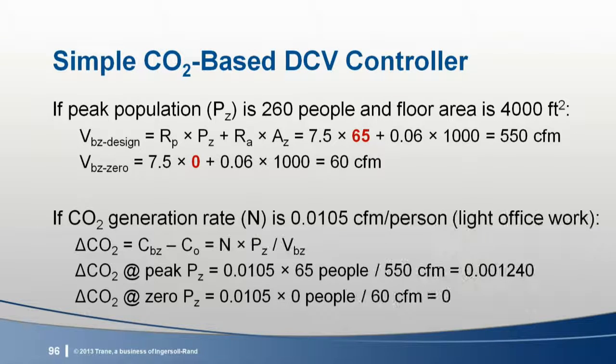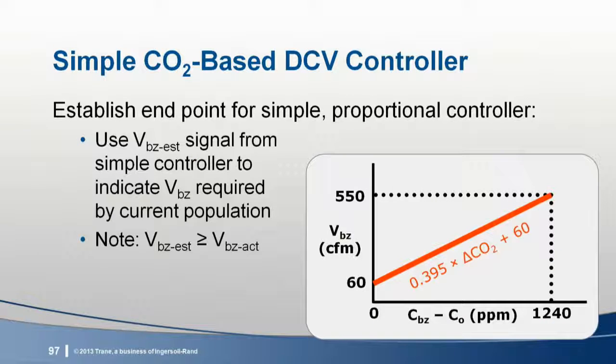We use the steady state CO2 equation to find that differential CO2 at peak population rises to 1,240 parts per million, but drops to zero at zero population. These values define the endpoints for a simple proportional controller. The controller itself is simply a straight line between these 2 points. As population changes, differential CO2 changes, and the controller indicates a corresponding change in estimated breathing zone outdoor airflow.